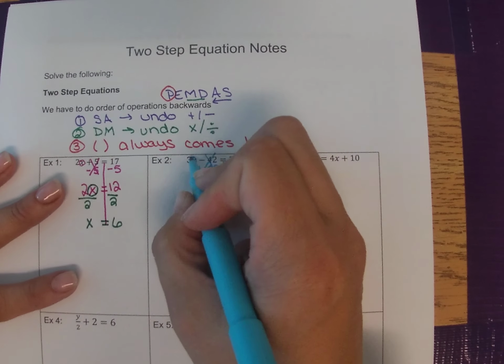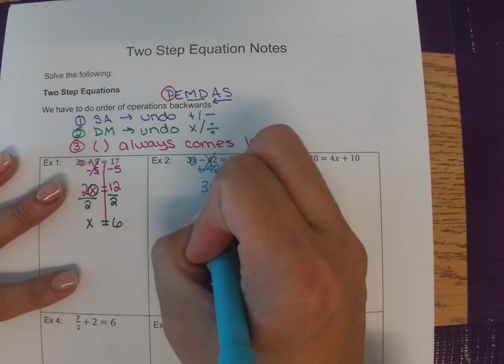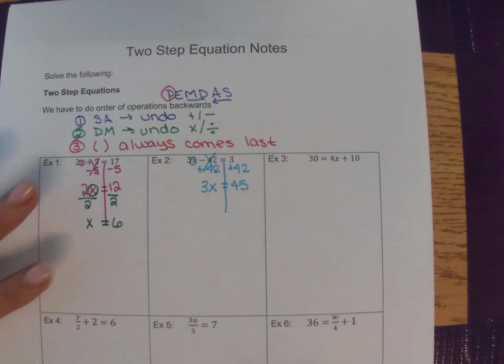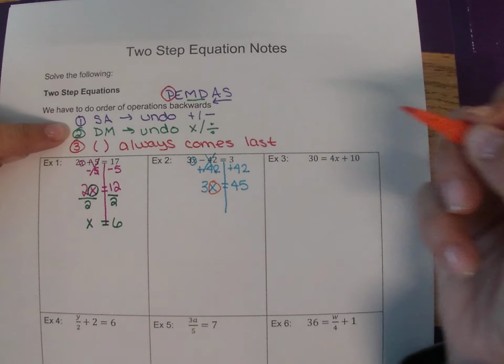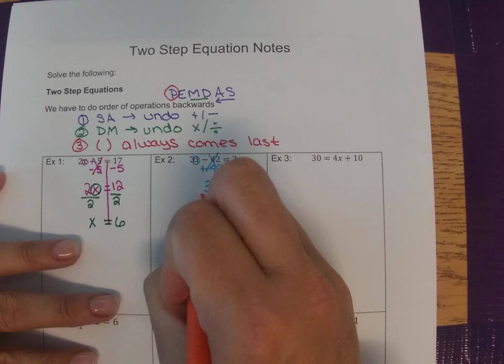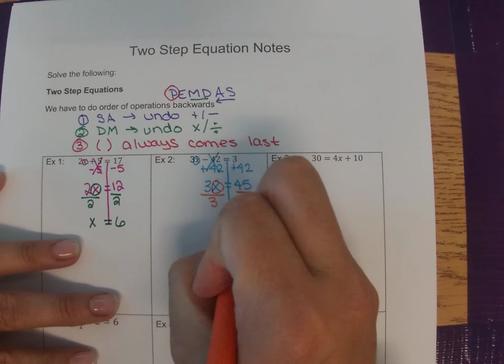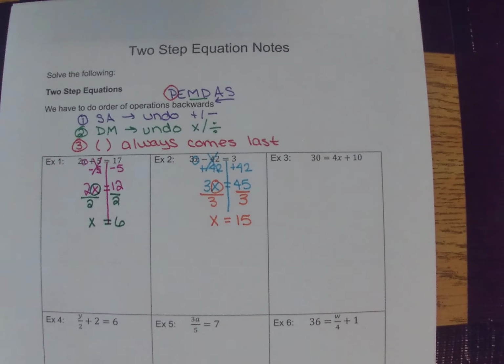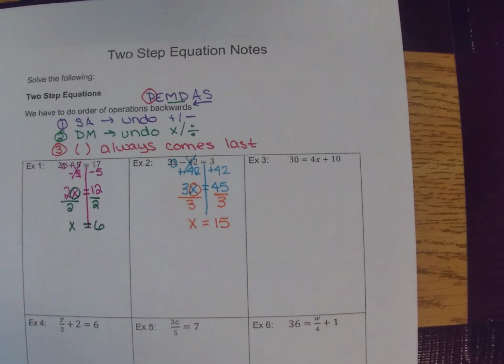These cancel out, so my 3x is coming straight down because I didn't cross that out, and 42 plus 3 gives me 45. Then I'm continuing by doing the same process. So now I'm looking for any multiplication or division. I'm multiplying by 3, so now I'm going to divide by 3. And so we'll get x equals 15.